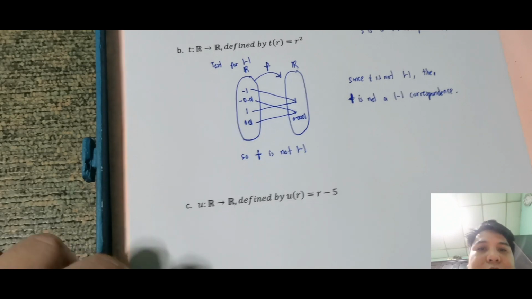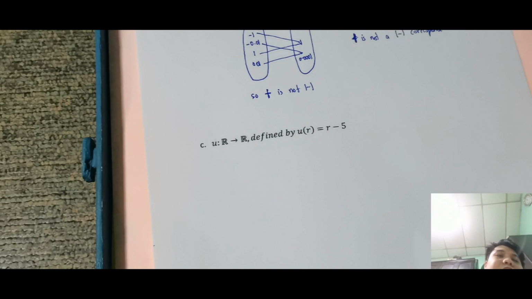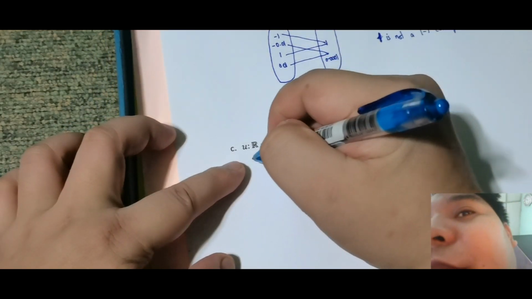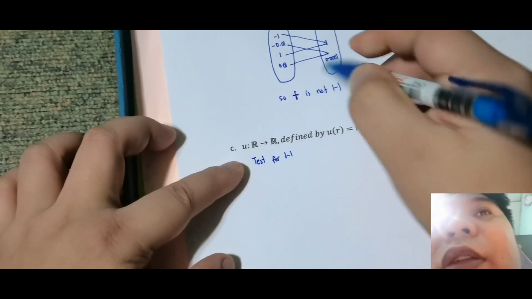Okay, so letter c, let's have u mapping from R to R defined by u of r is equal to r minus 5. So obviously ito ay parang 1 to 1 at the same time onto eh. So base pa lang sa tingin ko, 1 to 1 and onto na siya. So check natin, test for 1 to 1.